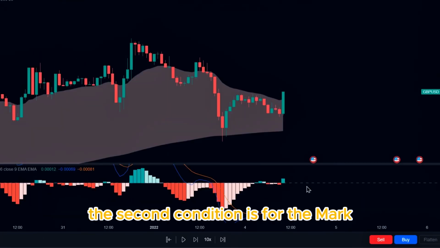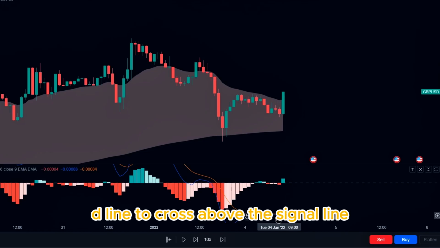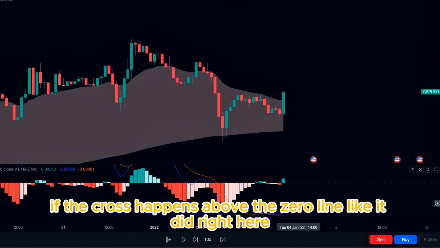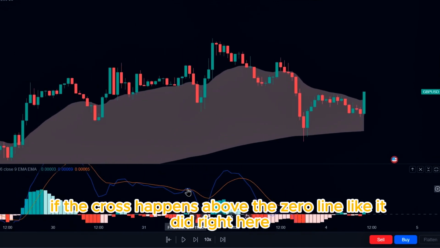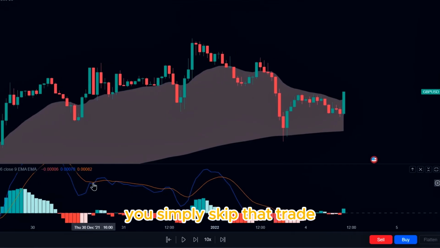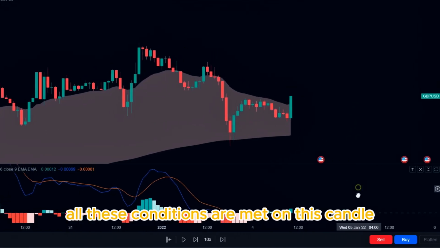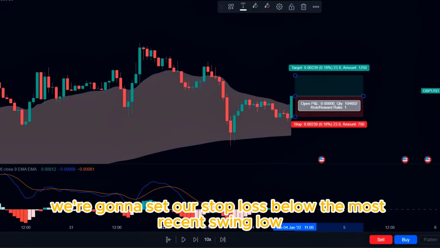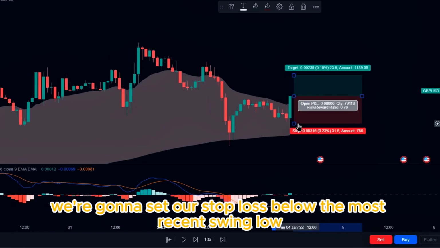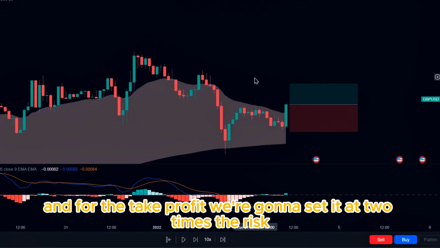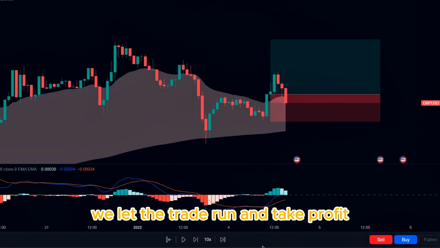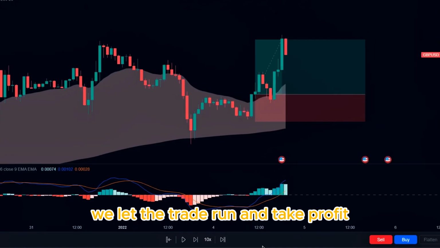Simple. The second condition is for the MACD line to cross above the signal line while being below the zero line. If the cross happens above the zero line, like it did right here, you simply skip that trade. All these conditions are met on this candle, so we enter a long trade. We're going to set our stop loss below the most recent swing low, and for the take profit, we're going to set it at 2 times the risk. We let the trade run and take profit.